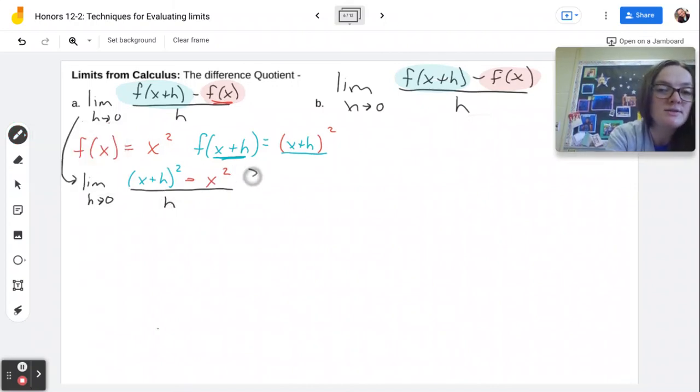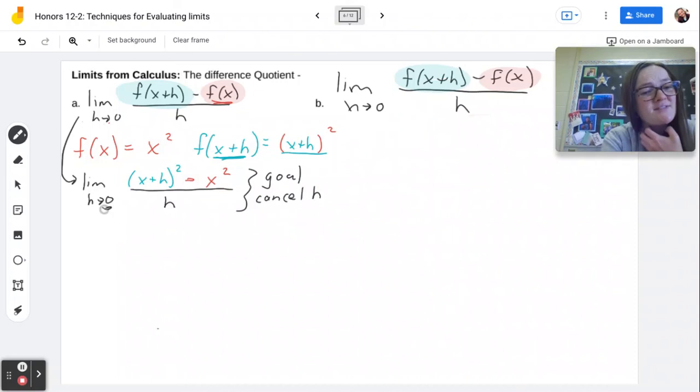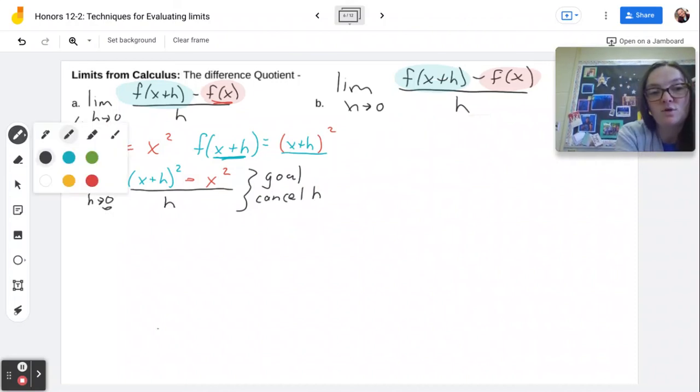And so all you need to do, and this is the goal of all of these problems, is you want to cancel h. The reason you want to cancel h is if you don't cancel h, you're going to have a 0 in the denominator when you plug in. So all we're going to do is expand until we can cancel h.